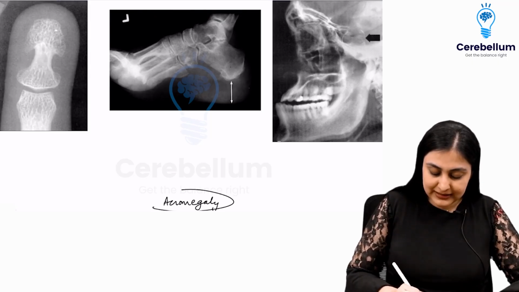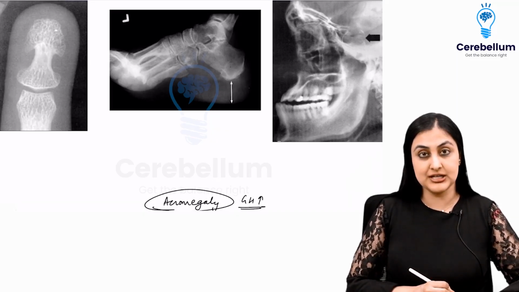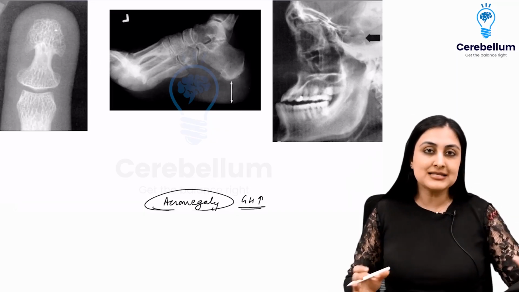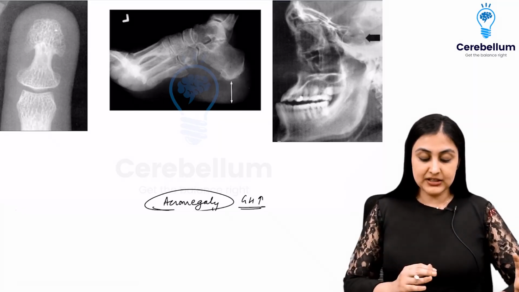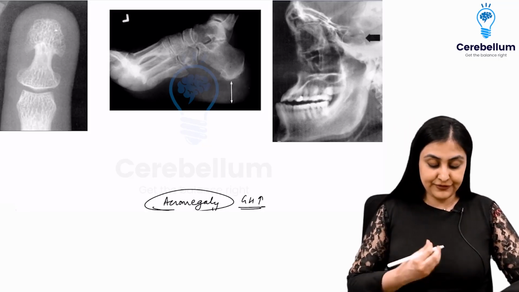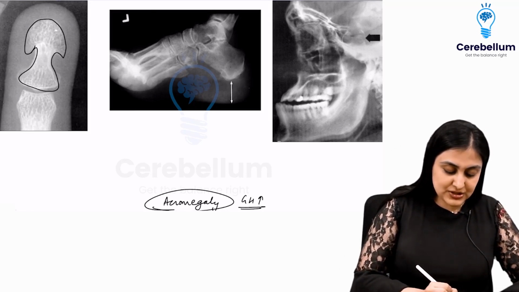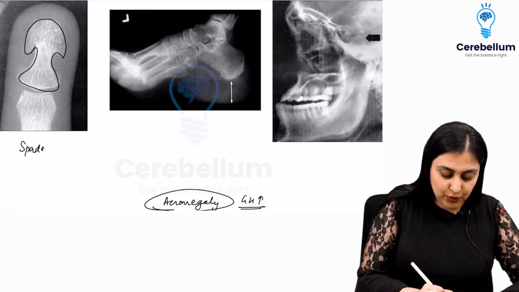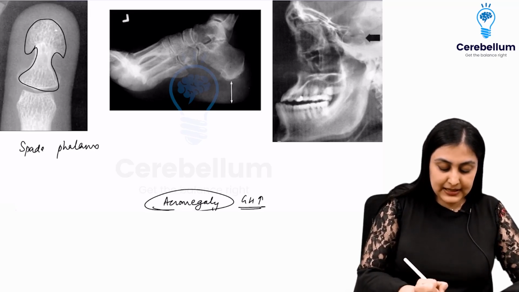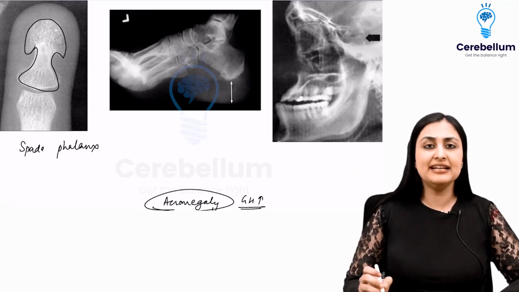Acromegaly, as you know, is an increase in the growth hormone which occurs after the skeletal maturity. So the height does not increase, unlike gigantism. Herein, we are going to have an increase in the soft tissue. What kind of changes are going to be seen? Look at the phalanx. There is outgrowth of the phalanx here. It looks like a spade. So this is called the spade phalanx in acromegaly. Something very typical. You will not hear this anywhere else.